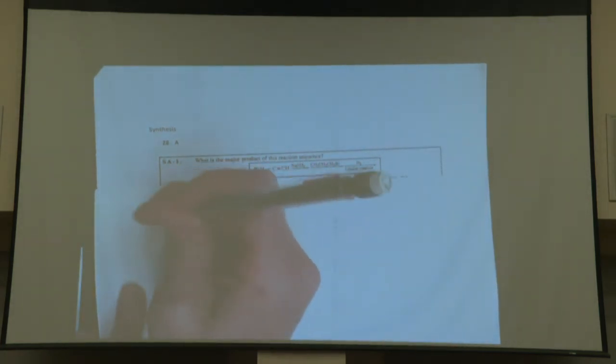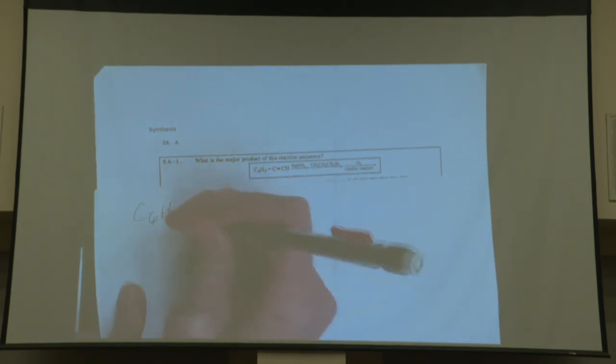So I have C6H5, C triple bond to CH. And my first step is Na and H2. Is that a base or an acid? Or neither? What do you think?